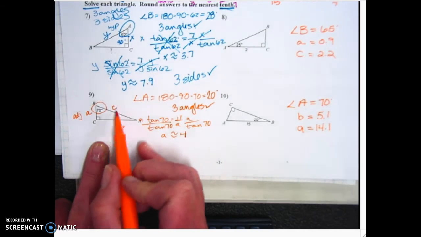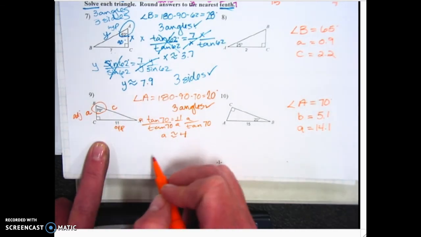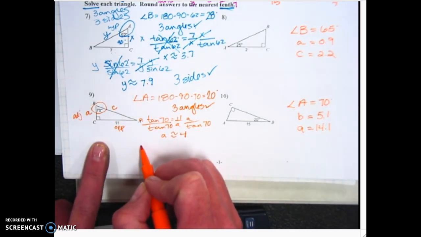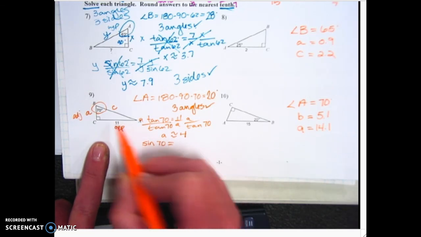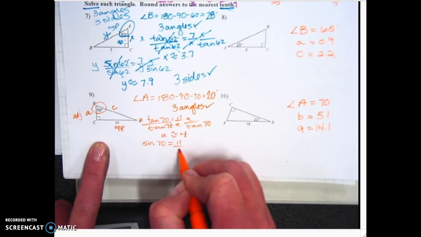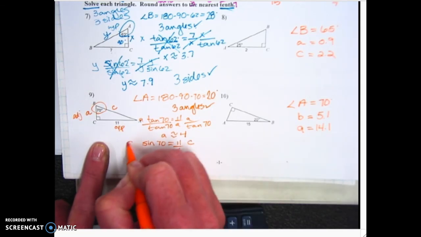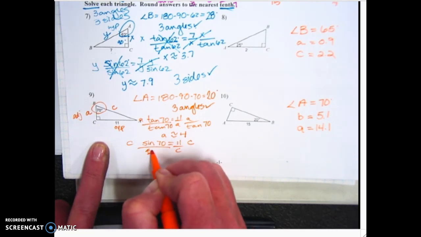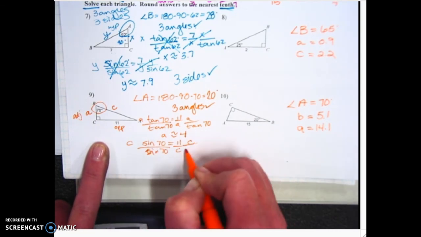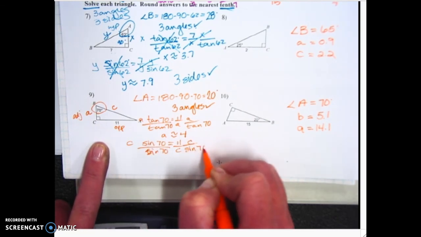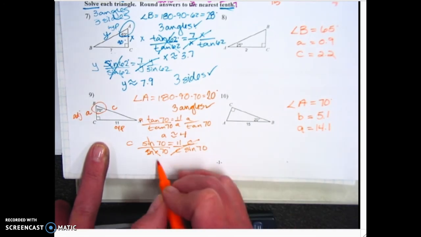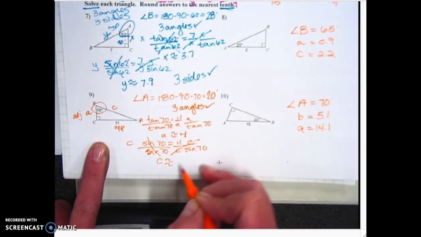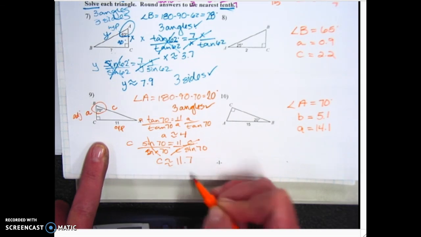Now we just need C, which is the hypotenuse. So we're going to use sine of 70 equals the opposite, which is 11, over the hypotenuse, which is C. So multiply both sides by C. Divide both sides by the sine of 70. And cancel away. Type in 11 divided by the sine of 70 on your calculator. And I got 11.7.